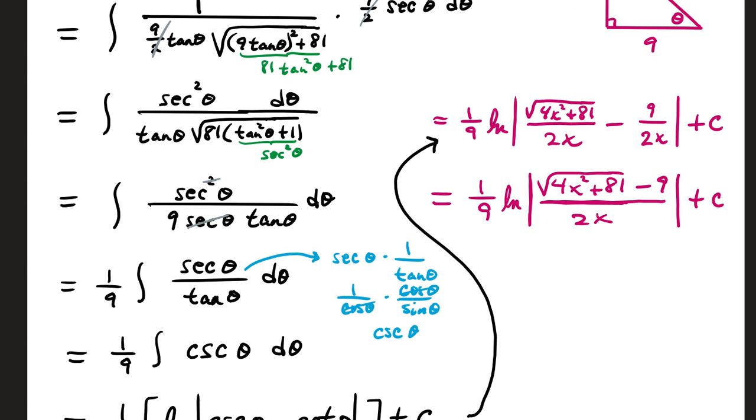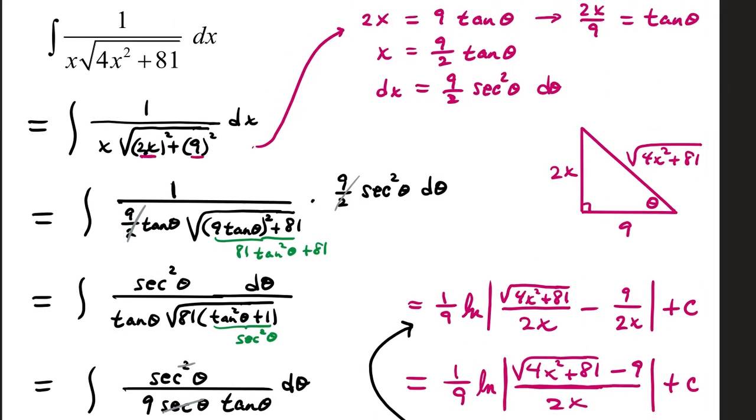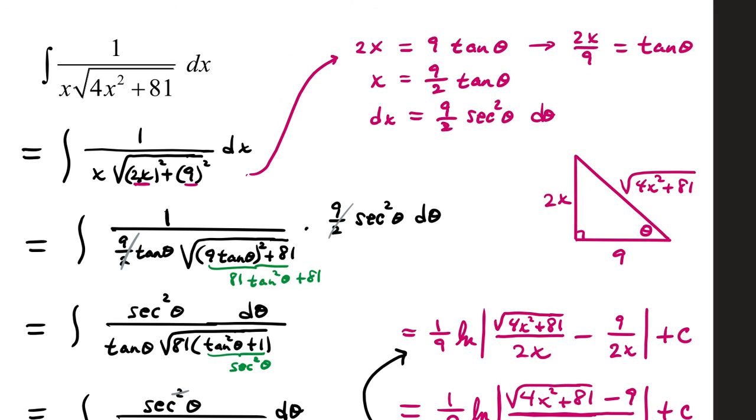Let's go back to our substitution. Solving for your trig function, tangent theta is equal to 2x over 9. That's your opposite and adjacent lengths, 2x over 9. Pythagorean theorem will tell you your hypotenuse is the square root of 4x squared plus 81. Going back to our antiderivative in terms of theta, we had 1/9 times the natural log of cosecant theta minus cotangent theta in the absolute values.